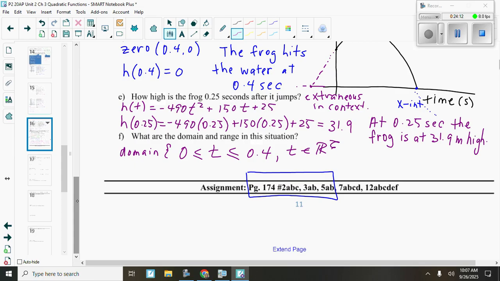Okay, in that context, it can still belong to real numbers, but it only exists between time 0 and 0.4. And guys, it needs to be in this order, minimum, maximum. Last year, a few of you had the numbers right, but you switched it. I'm not marking that correct this year. You cannot flip it. It has to be in this order. We read it from left to right.